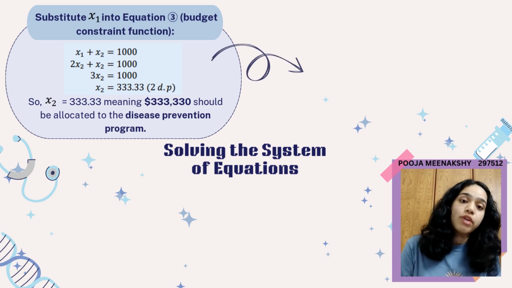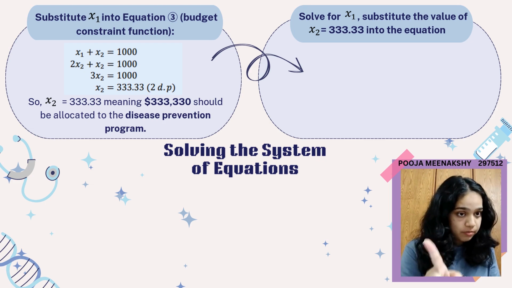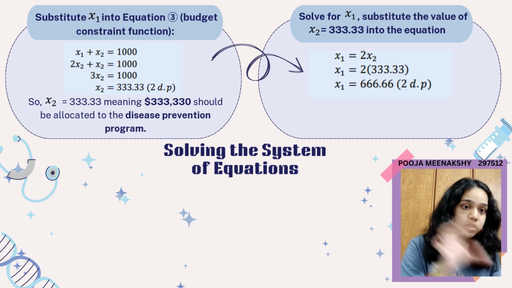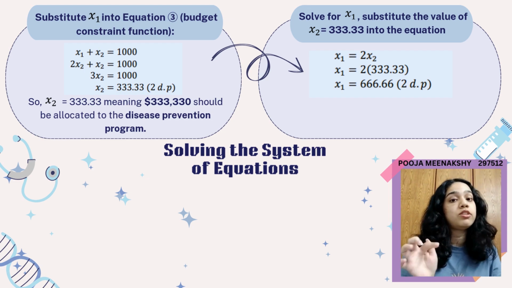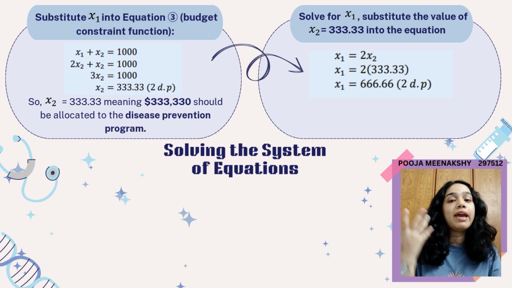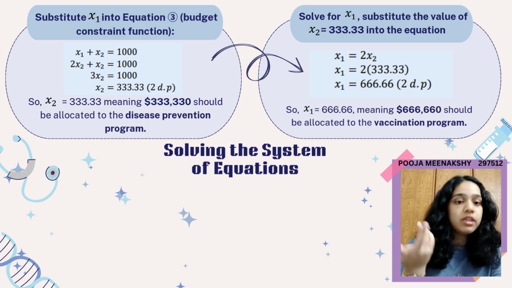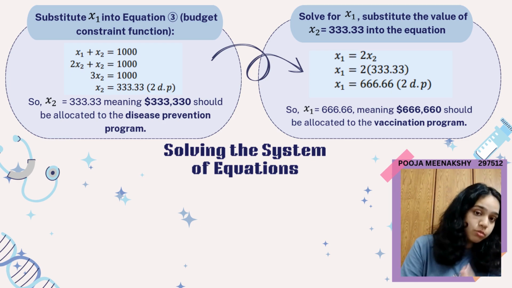$333,330 should be allocated to the disease prevention program. And then we can solve for x1 by substituting the value of x2 equals 333.33 into the equation. So we get x1 equals 2x2. So we just substitute by doing 2 times 333.33. You'll get x1 equivalent to 666.66. So when x1 equals this, it means that $666,660 should be allocated to the vaccination program.